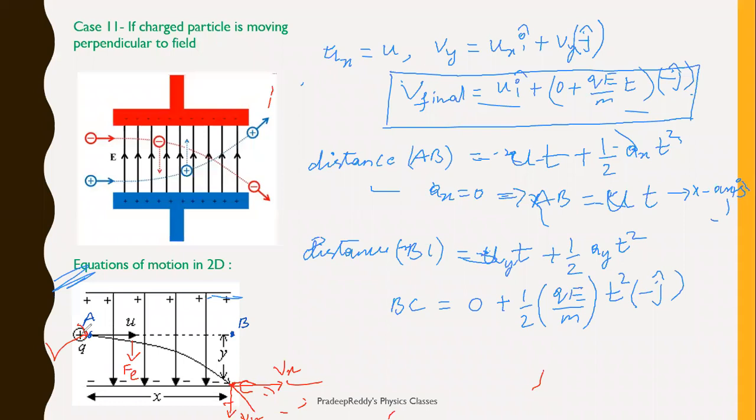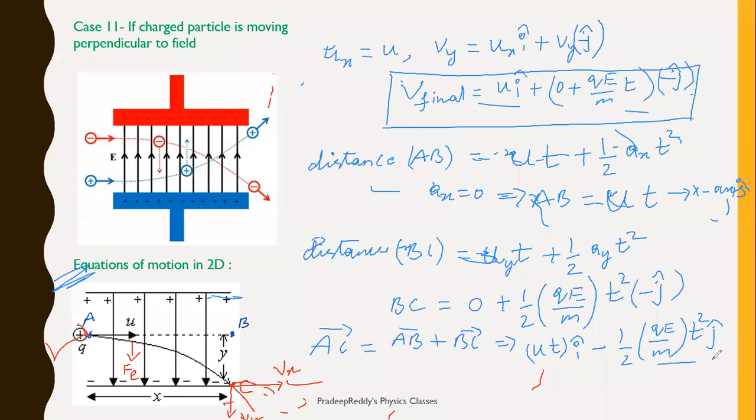Finally, the net displacement AC can be written as AC bar is equal to AB bar plus BC bar. AB is nothing but ut along the x-axis, i cap, and along the y direction it is minus, because minus j is there, half into qE by m into t square, j cap. This is the net displacement of the charged particle which is moving in 2 dimensions.